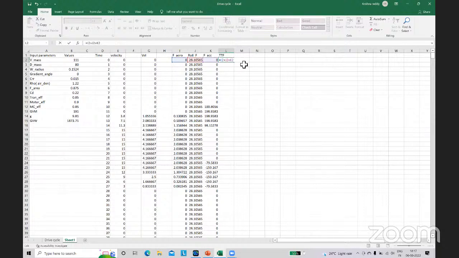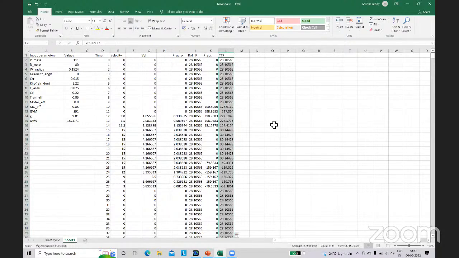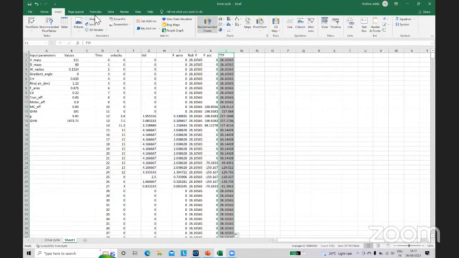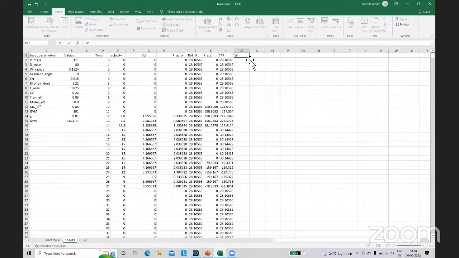And also there is no necessity of the dollar symbol here. Say enter. So this will be your total tractive force. Let me check with the graph. Now, once we know the total tractive force and the wheel radius, we can calculate wheel torque. So total tractive force multiplied with wheel radius.